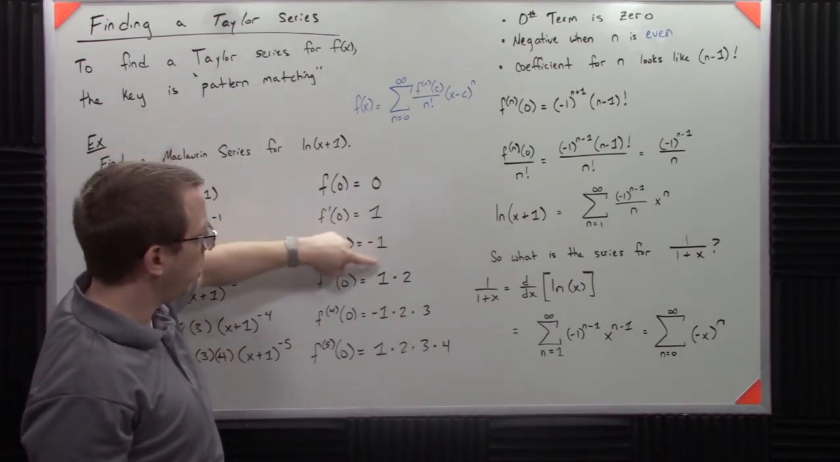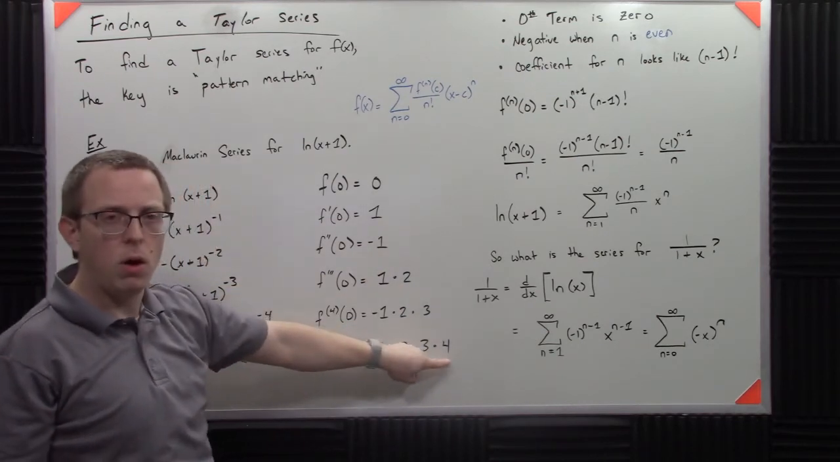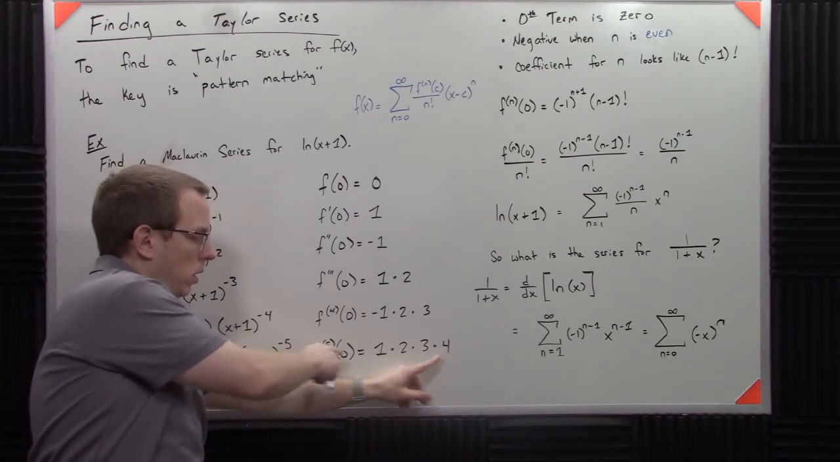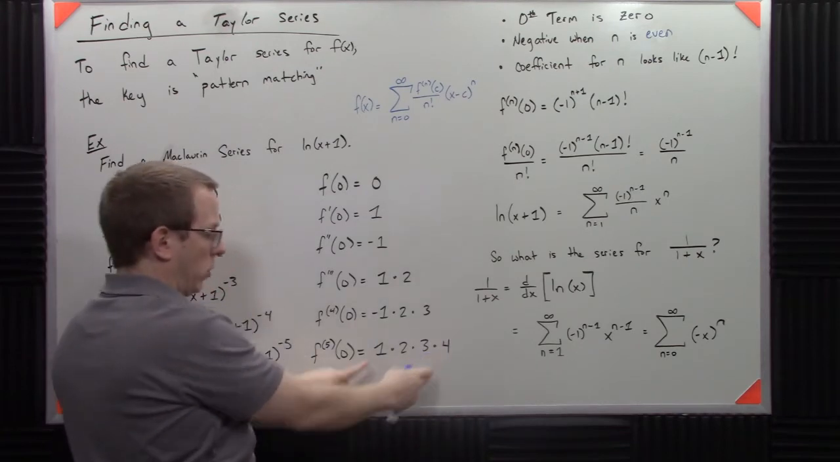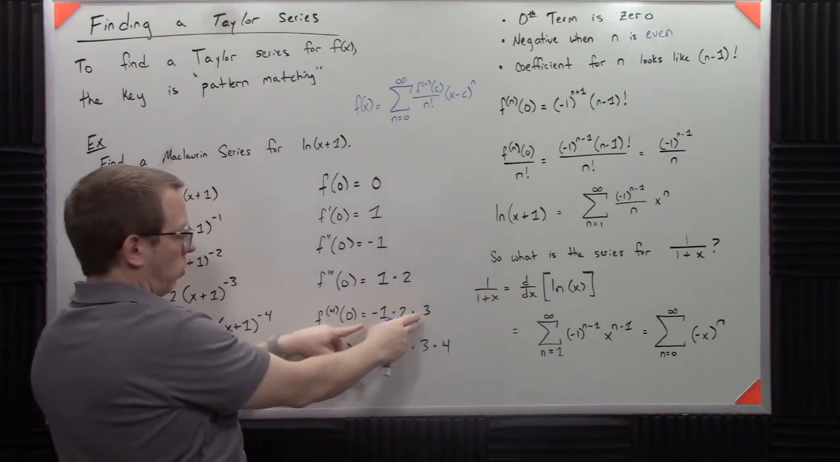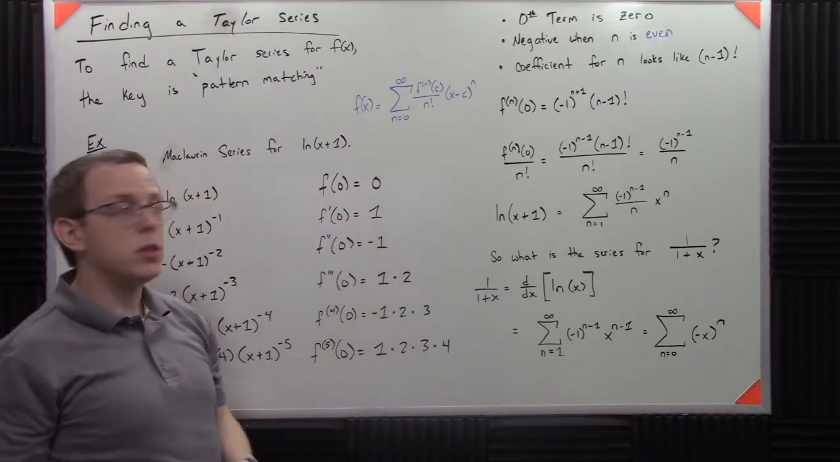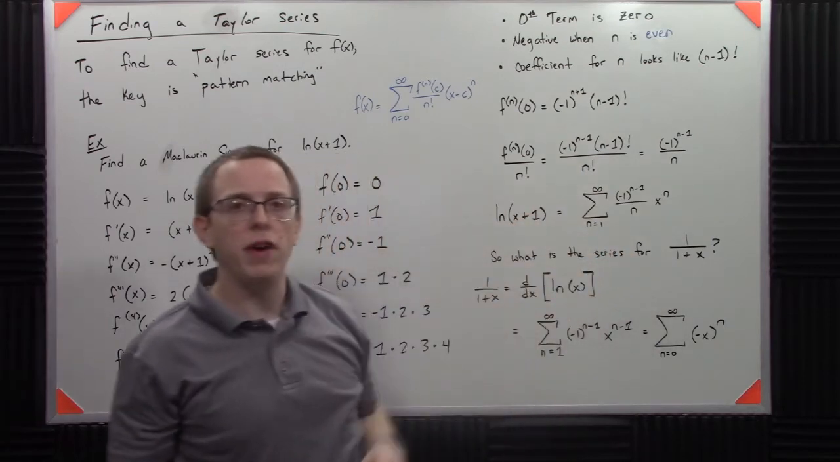I have 1, 1, 1 times 2, 1 times 2 times 3, 1 times 2 times 3 times 4. But the factorial doesn't match this number. It looks like it's 1 less. So it's not 5 factorial, it's 4 factorial, 3 factorial, 2 factorial, 1 factorial, 0 factorial. So it looks like it's not n factorial, it's n minus 1 factorial.